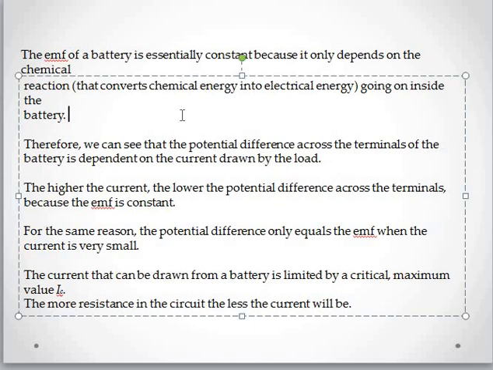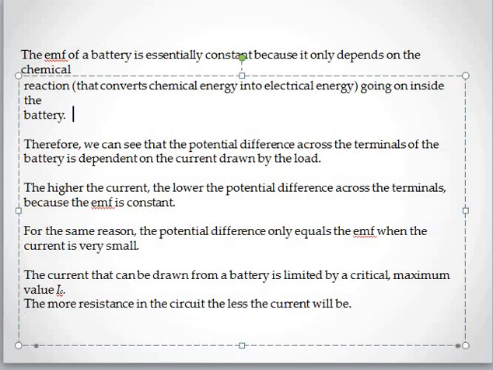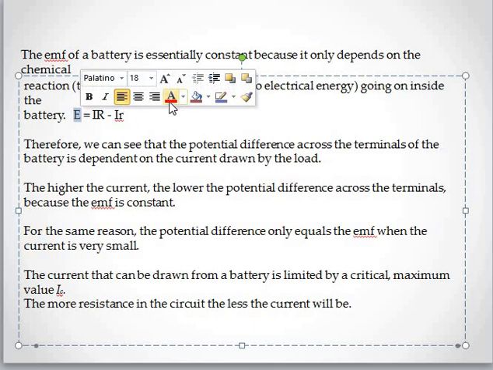Why are we saying that? Remember, we said epsilon, I'm going to put a capital E anyway because I can't write the epsilon quickly, is equal to what? IR, okay? IR minus what? Minus Ir. As we said, the epsilon is going to be constant.